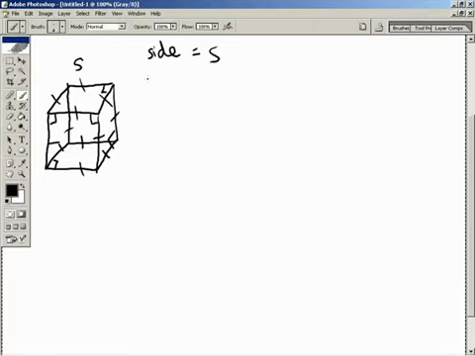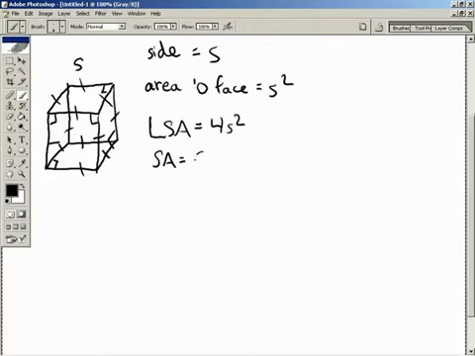The area of any face is equal to S squared, which means the lateral surface area, LSA, is 4S squared. The total surface area is 6S squared. 4S squared because you're only looking at the four sides. 6S squared because you include the top and bottom. And the volume, Vol, is S cubed.